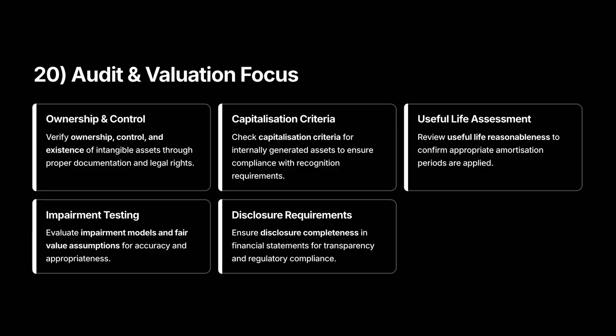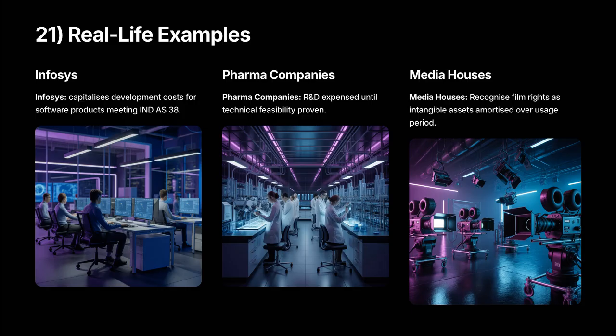18. Common mistakes and pitfalls. Here are frequent errors companies make. Capitalizing research costs instead of expensing them. Recording advertising or training costs as intangible assets. Ignoring impairment testing for indefinite life assets. Using the revaluation model without proving an active market. Failing to disclose methods, assumptions, and useful life details in financial notes. Avoiding these mistakes helps maintain both compliance and credibility with auditors.